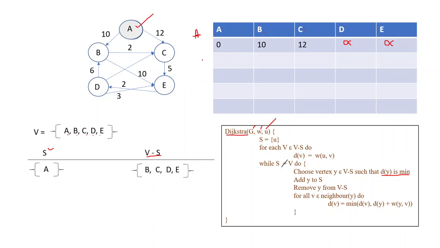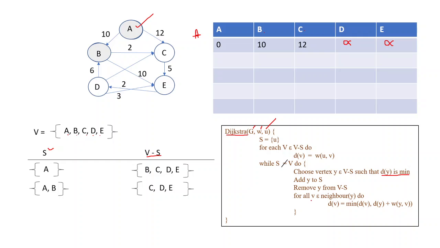So we will be including B here in this set. This is what is depicted here: add y to S. So this y in this case is B. So B is added to this set S, and remove y from V minus S. So y, or B, does not appear in this V minus S set.